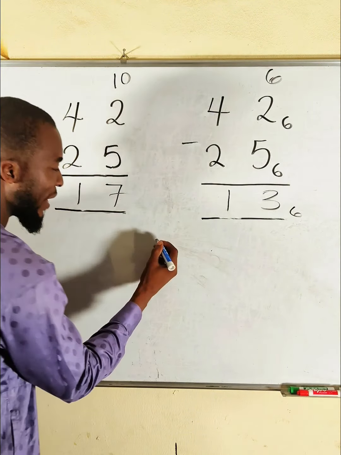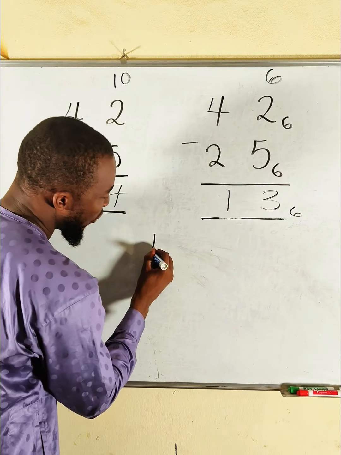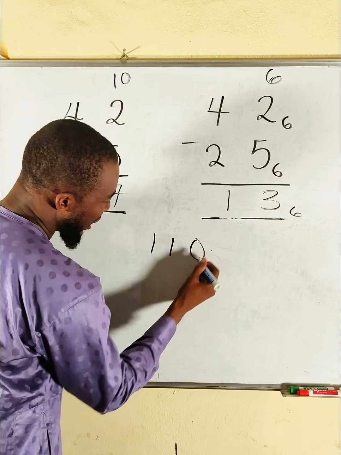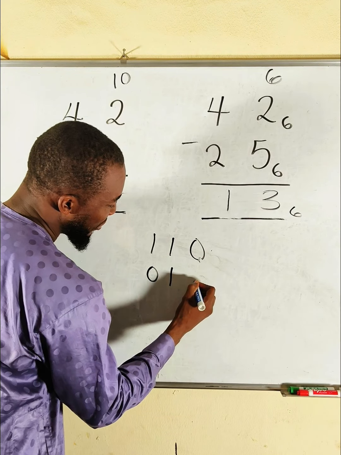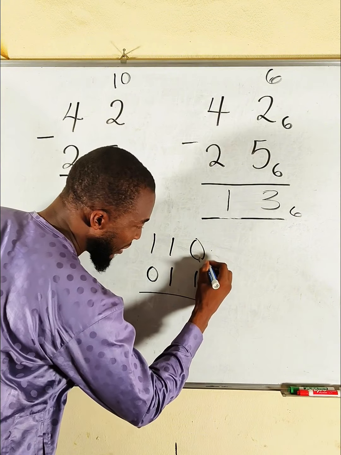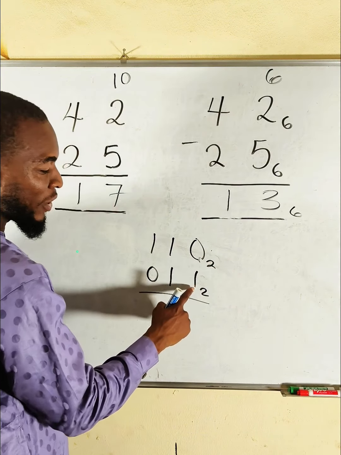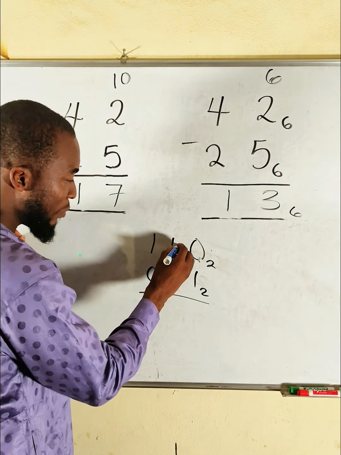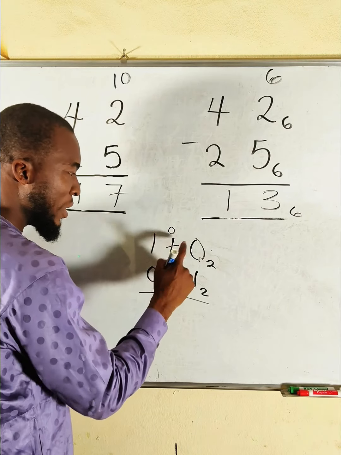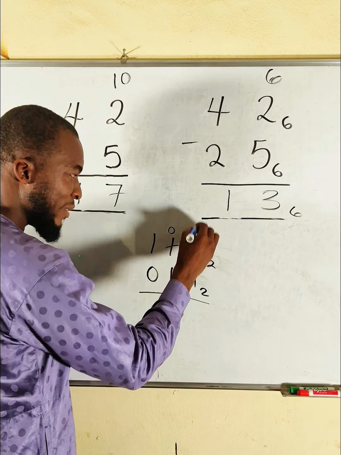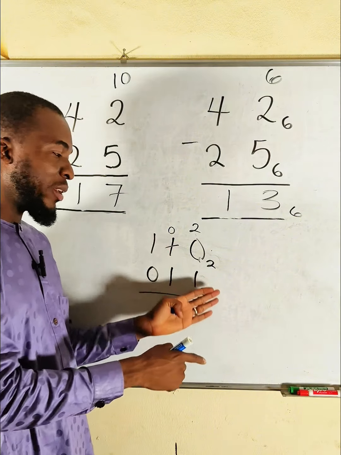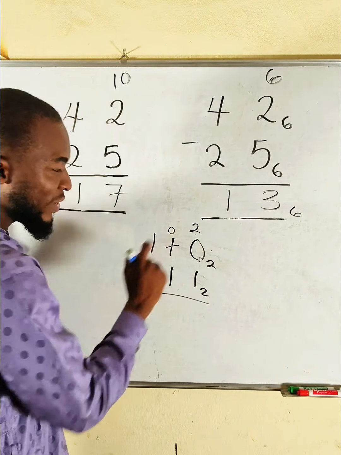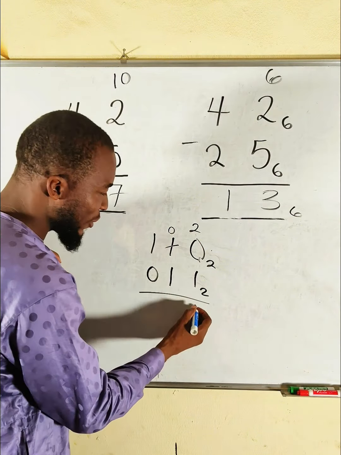Just for example, if I have 1, 1, 0, and I would like to subtract 0, 1, 1, all of them in base 2, you know that 0 cannot subtract 1. You borrow a bundle here, this becomes 0, but as it goes to the other side, it becomes 2, right? Because you are borrowing a bundle equivalent to the base. Then 2 plus 0 will make it 2, and 2 minus 1 is 1.